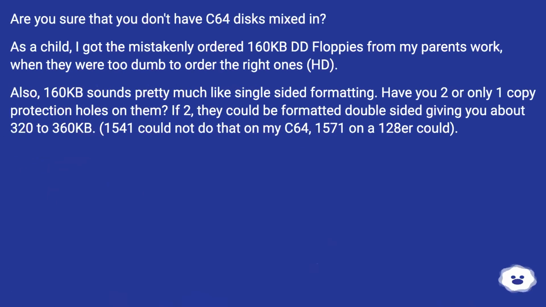Are you sure that you don't have C64 disks mixed in? As a child, I got the mistakenly ordered 160 KB DD floppies from my parents' work, when they were too dumb to order the right ones, HD. Also, 160 KB sounds pretty much like single-sided formatting. Have you 2 or only 1 copy protection holes on them? If 2, they could be formatted double-sided, giving you about 320 to 360 KB. 1541 could not do that on my C64, 1571 on a 128 could.